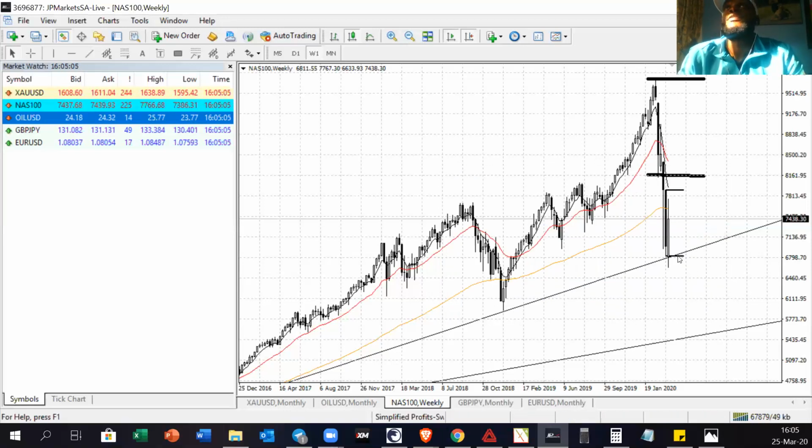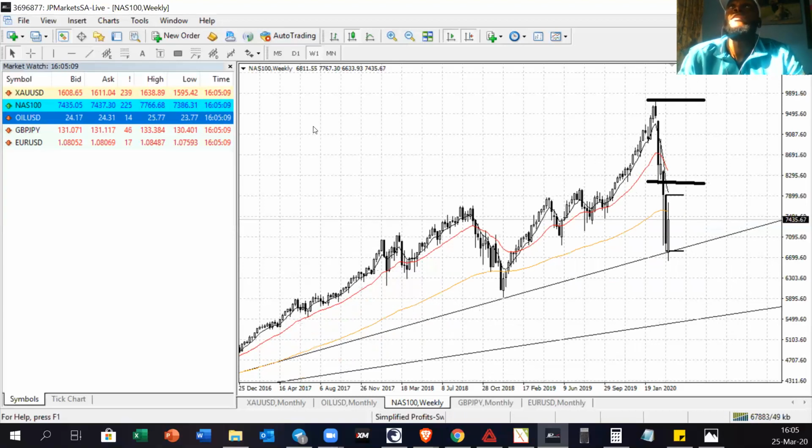Bears want to smash this low, bulls want to smash this high. It's really that simple. Bulls want to smash this high, bears want to smash this low. I don't know what else to say, man. Bears want to smash that 7,800 level. Bulls want to break the 6,600.